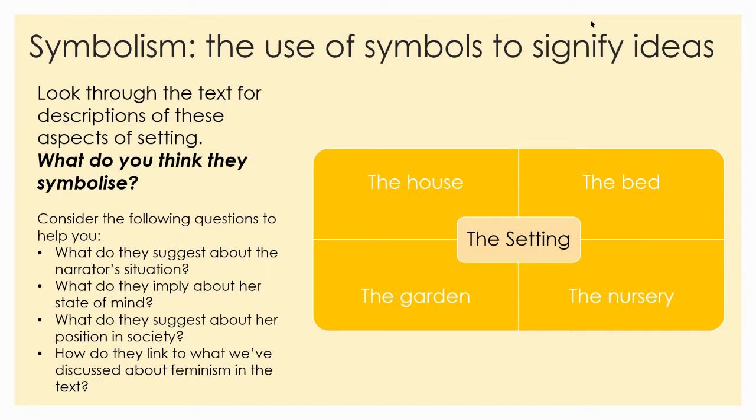You might want to think about these following questions. What do they suggest about the narrator's situation? What do they imply about her state of mind? What do they suggest about her position in society? And how do they link to what we discussed about feminism in the text? So there's a few things to be thinking about. So what do you think they symbolise? And this is where, a bit like an extract question, I'm asking you to look at just the extracts that describe these 4 aspects of setting, and what do they symbolise? So pause me and we'll come back to discuss in a moment. Pause.